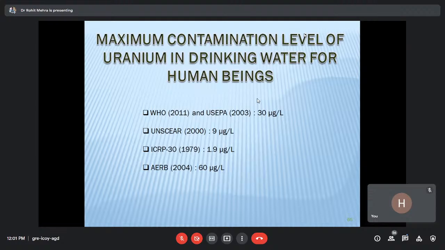So you could always judge the contamination: if my water has more than 60 ppb, that is microgram per liter, it is beyond the permissible limit recommended by the AERB. There is a need for treatment and a solution for that contamination level. So for the Indian environment, it is 60. As far as WHO is concerned, it is 30.